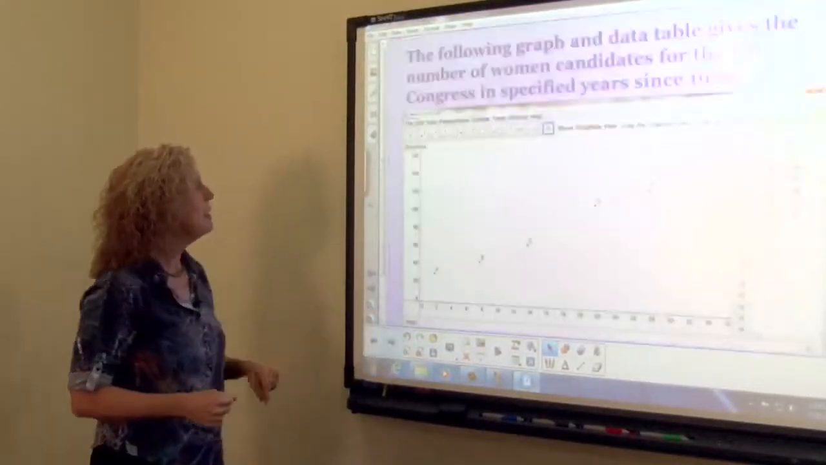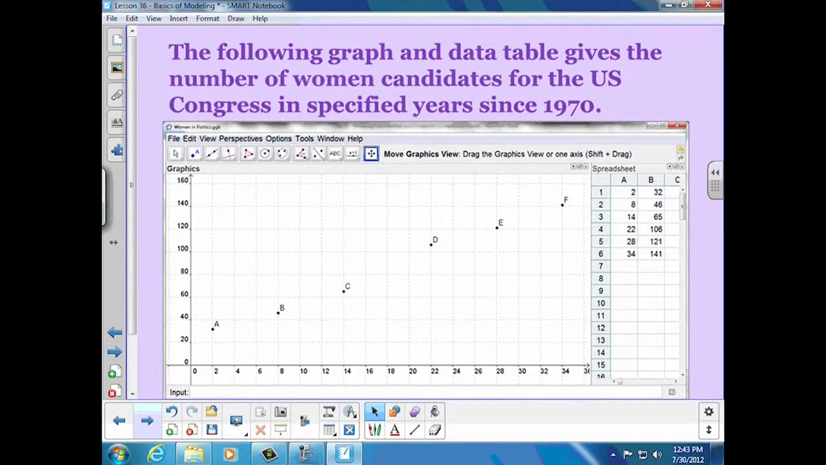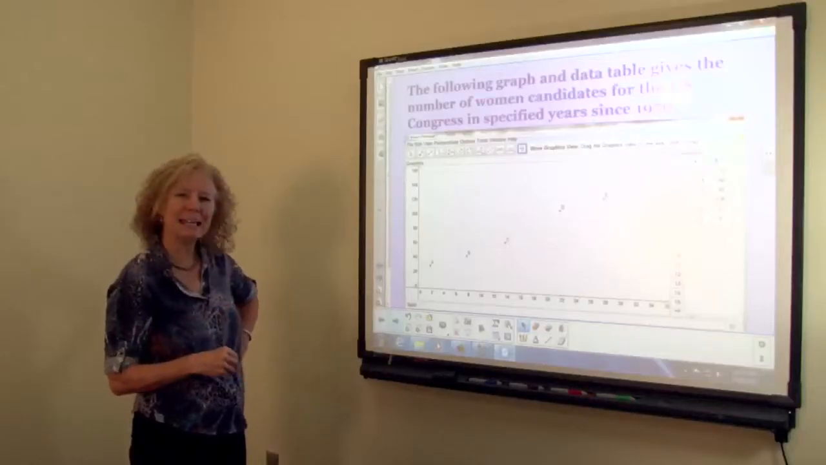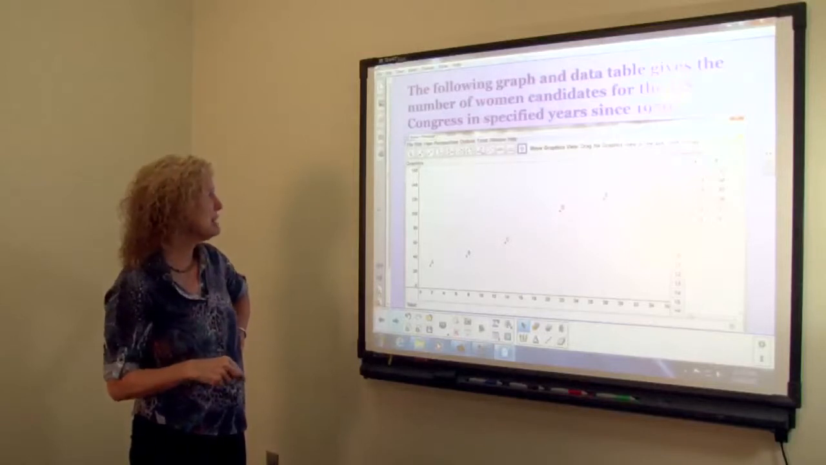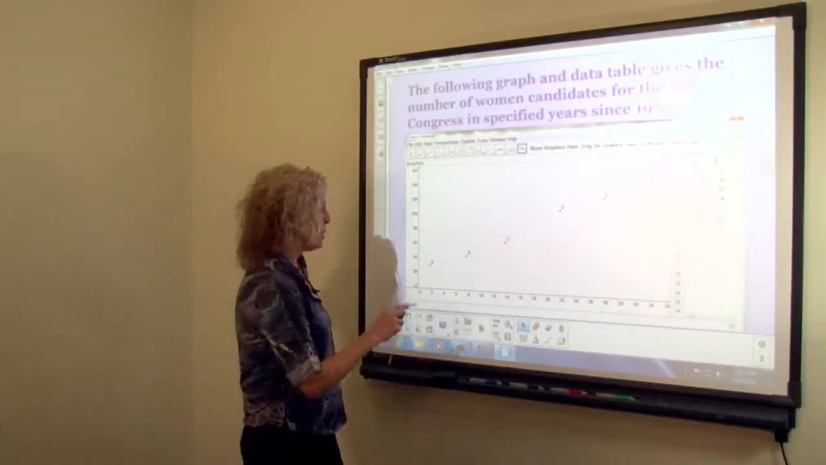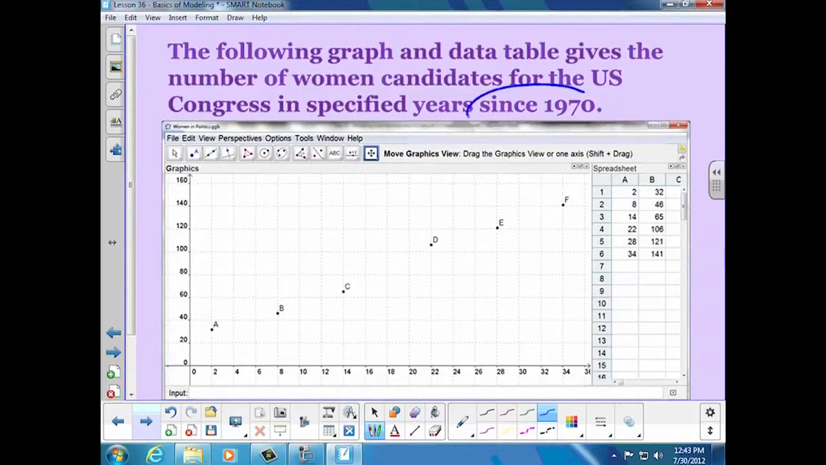Well, going on, what I'd like to do is look at another set of data, and this is real data. It happened to be the number of women candidates for the U.S. Congress in the years, and you want to pick this up, since 1970. So in our table, and this is a snapshot of what it looks like in GeoGebra, and we're actually going to go there in just a moment.